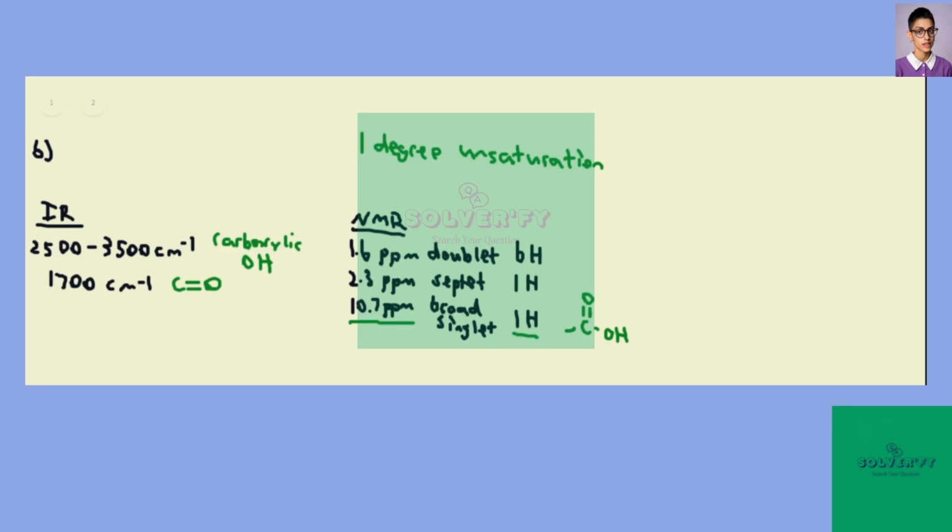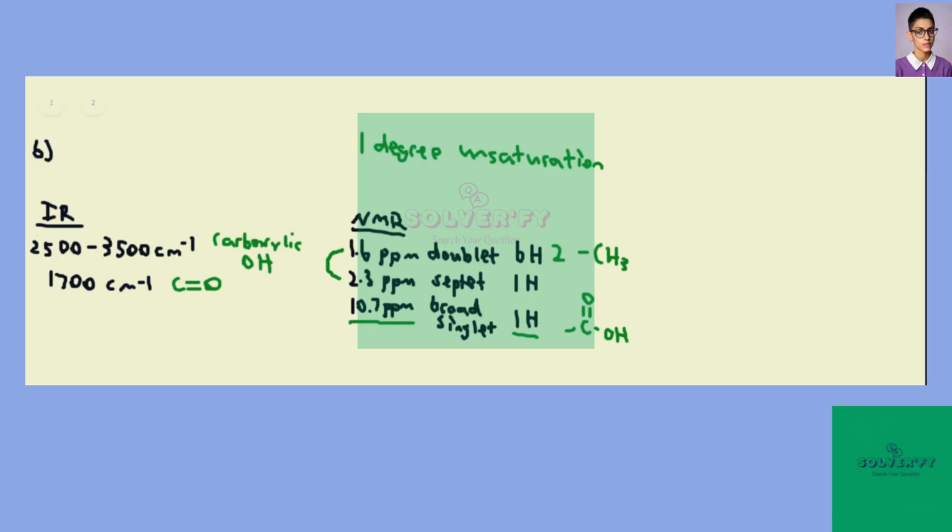We're left with this peak at 1.6 ppm. That is a doublet. It integrates to 6. So I'm thinking 2 equivalent methyl groups give rise to that. Then we have a peak at 2.3 ppm that is split into a septet and integrates to 1. The key here is to look at the splitting patterns between these first 2 signals. These first 2 signals are splitting each other. We have a signal that integrates to 6 that is a doublet, and a signal that integrates to 1 that is a septet.